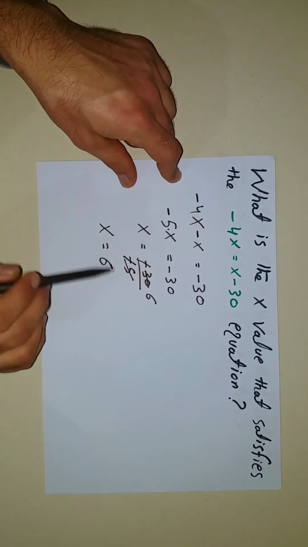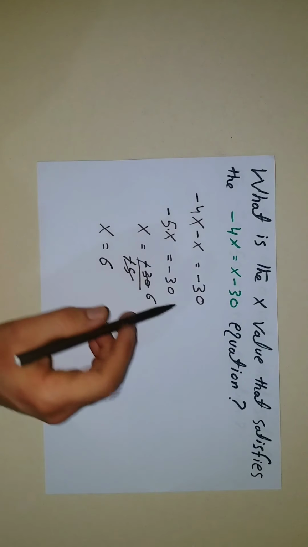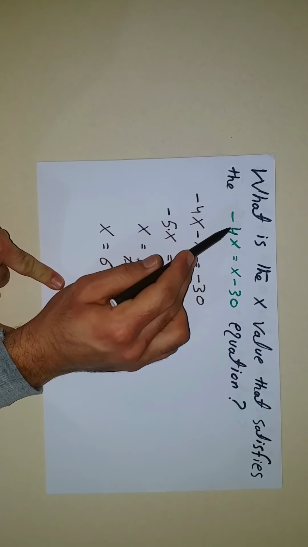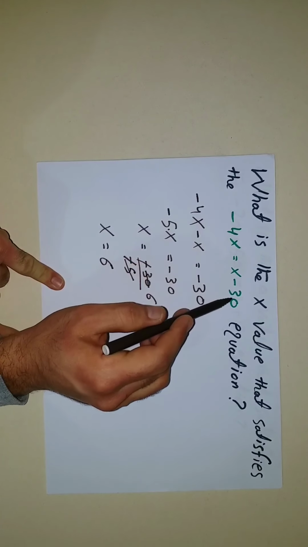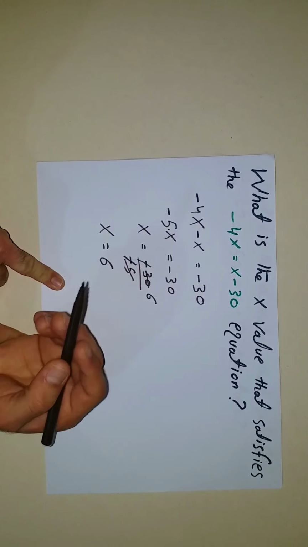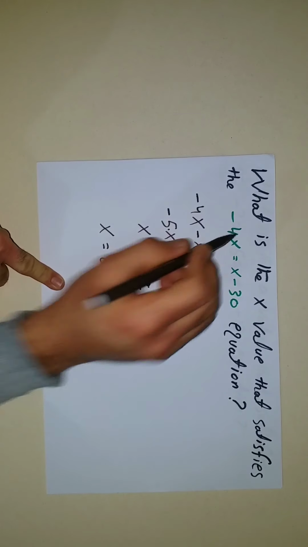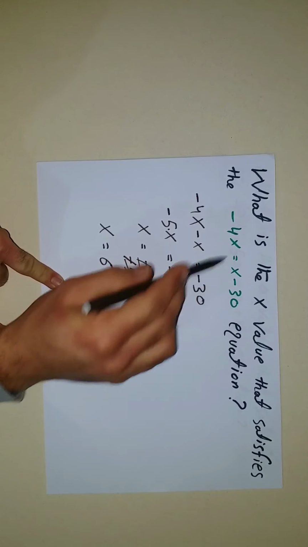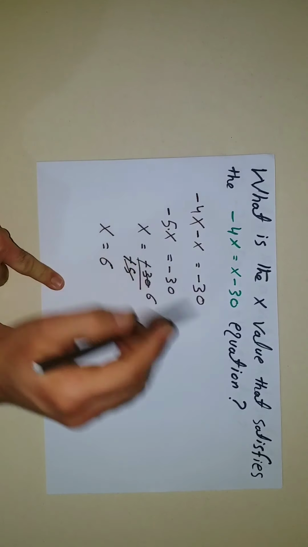Now you can solve this question like this as well. It is minus 4x is equal to x minus 30. I will transfer this minus 4x to the other side and 30 to this side. You can solve it by both methods, but this method will be easier for you. Like minus 4x I will transfer to this side, and minus 30 I will transfer to this side.